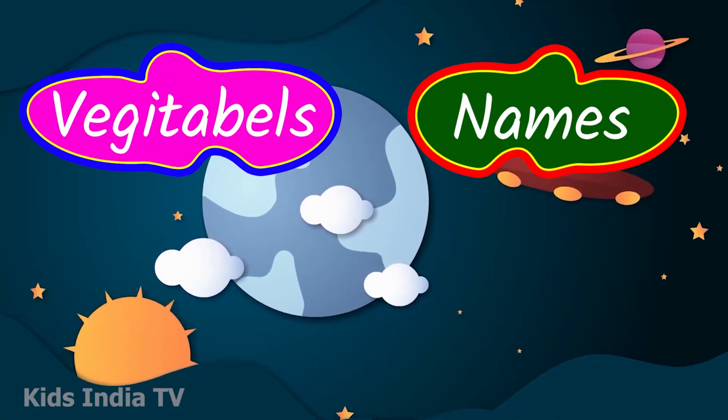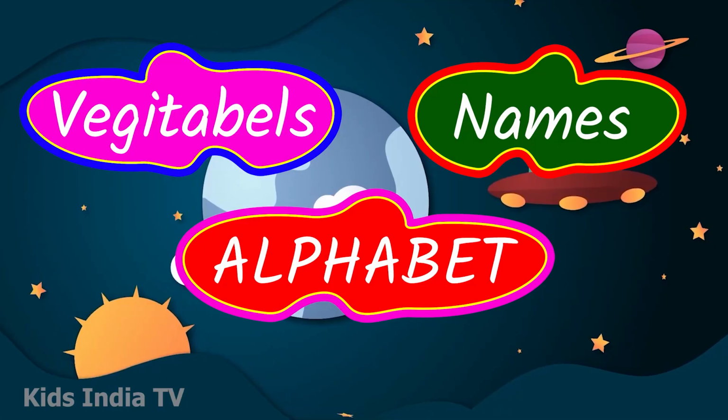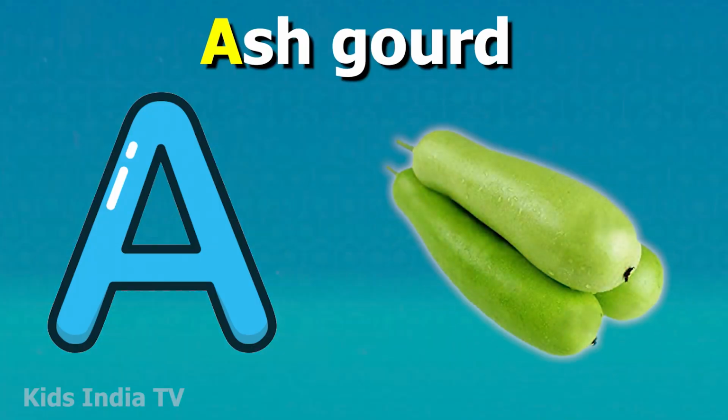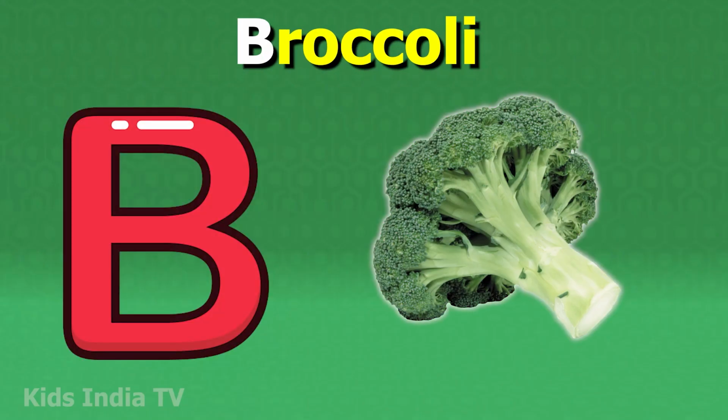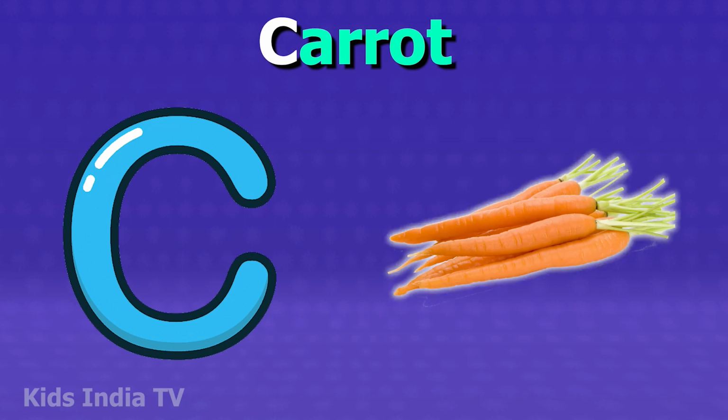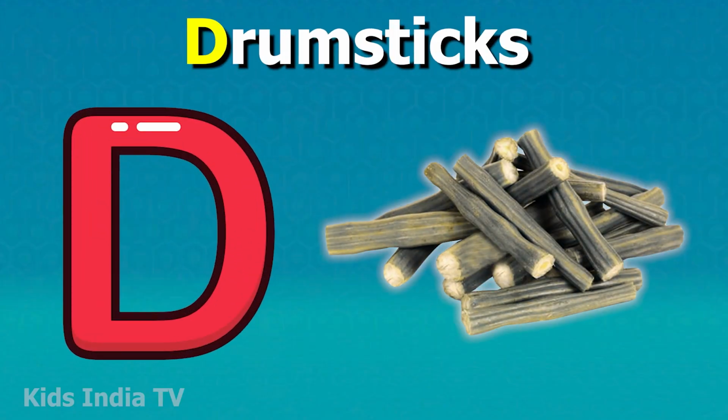Vegetable names according to alphabets. A for ash gourd, B for broccoli, C for carrot, D for drumstick.